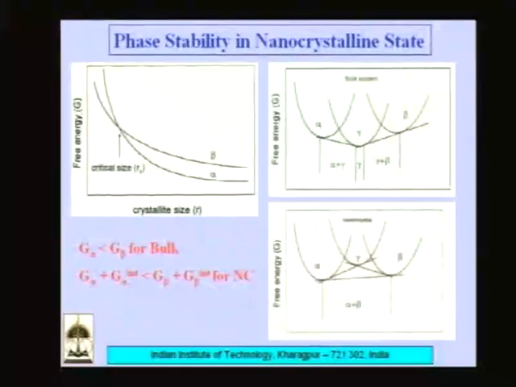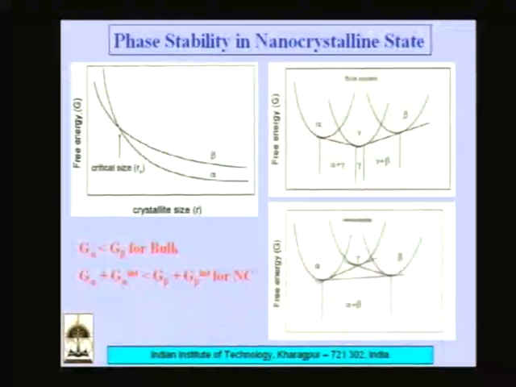The same thing can be observed here. For example, you imagine there is a situation of three phases existing in a system, alpha, beta and gamma. Let us assume that gamma is a phase with a high interfacial energy.